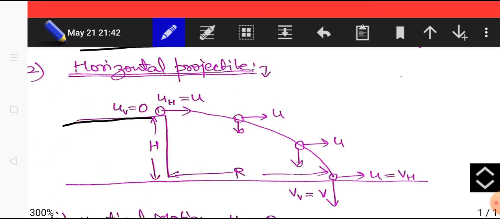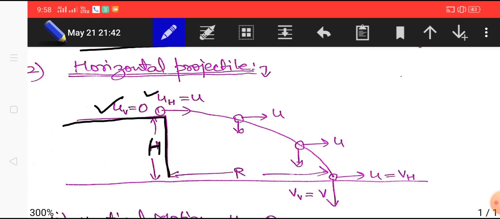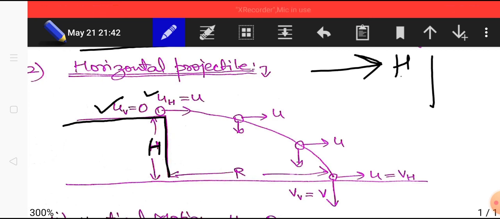Consider this is a platform whose height is h and a projectile is thrown with velocity u in the horizontal direction. We represent by uH the initial horizontal velocity and by uV the initial vertical velocity. Dear students, this projectile motion is composed of 2 motions: one is the horizontal motion and the other is the vertical motion.